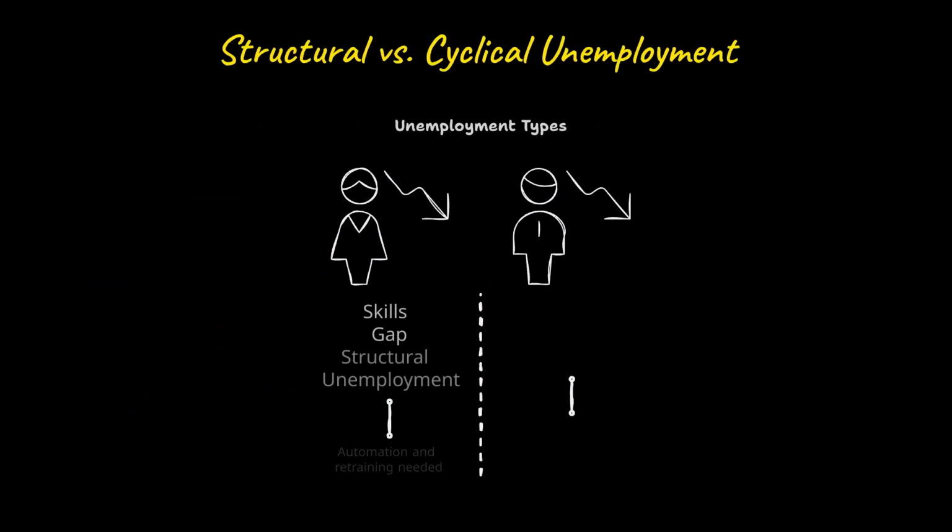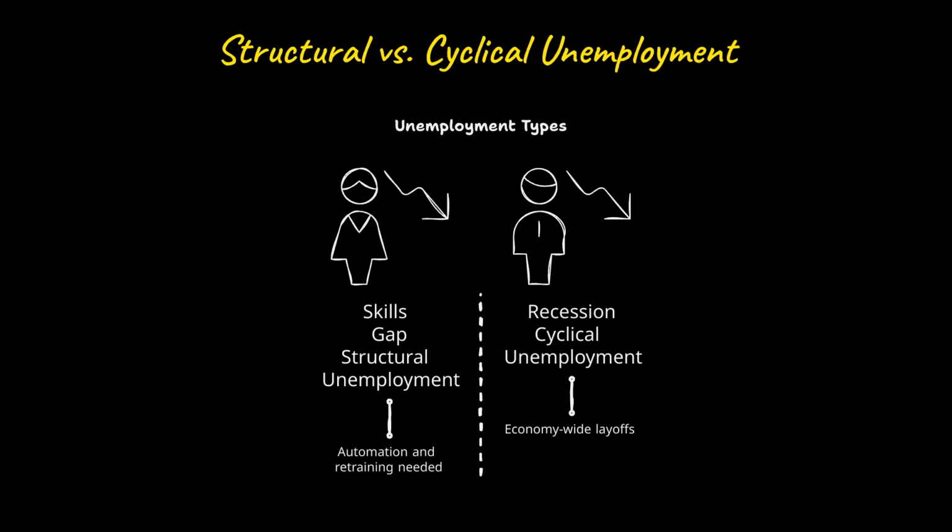The most commonly confused pair is structural and cyclical. The dividing line is this: if the cause is a lasting mismatch between a worker's skills and available jobs, it is structural. If the cause is the entire economy contracting, it is cyclical.